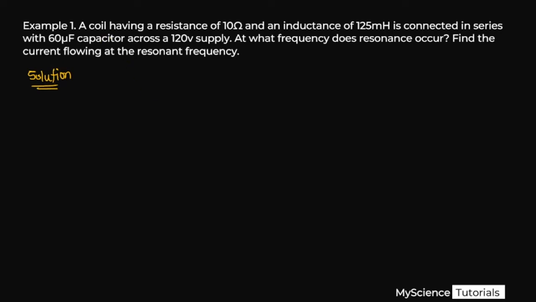So we have a coil having a resistance of 10 ohms. So our resistance R is 10 ohms. And then we were told that the inductance L is 125 millihenry, and then it's connected in series with a capacitor of capacitance 60 microfarad across a voltage of 120 volt supply. We're asked at what frequency, the resonant frequency, does this occur, and we also have to find the current at which this occurs. All right, this is pretty easy, pretty straightforward.